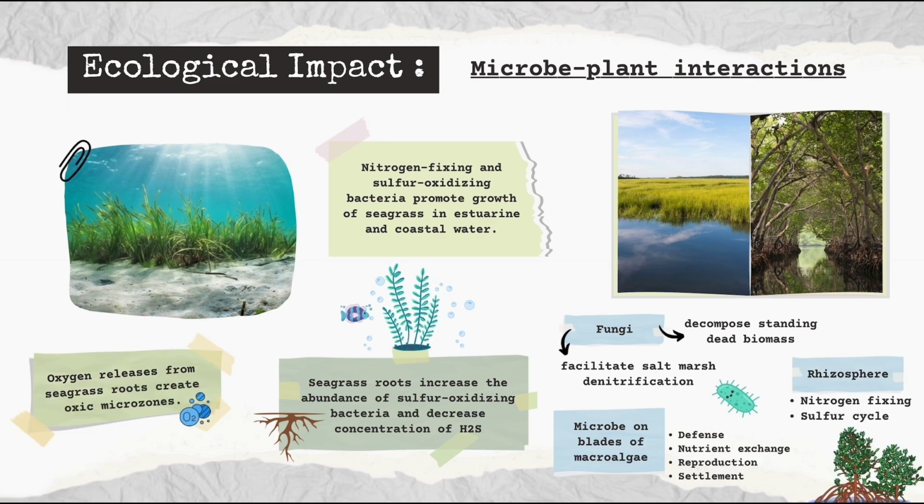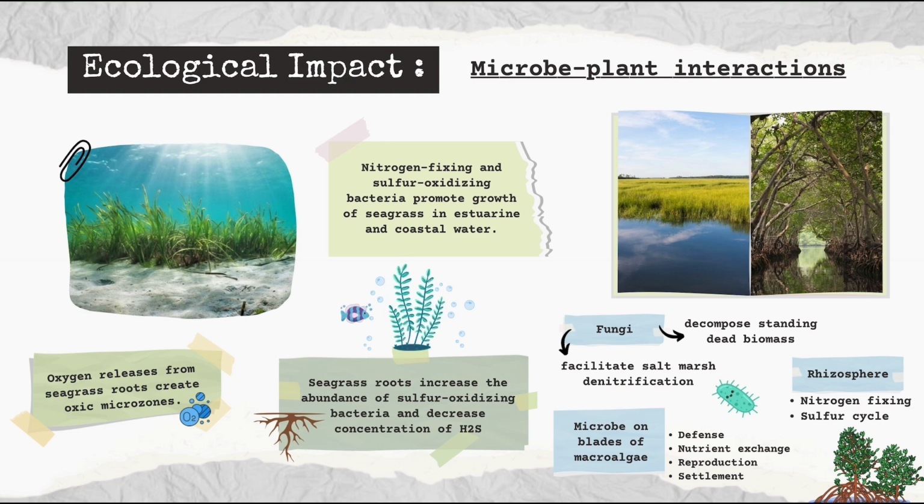We can see the interaction of microbes with seagrasses, submerged aquatic vegetation, salt marshes, and mangroves, where this interaction contributes to plant resistance towards disease as well as better plant growth. For example, the interaction between nitrogen-fixing and sulfur-oxidizing microbes with seagrass can be seen in the good quality of seagrass growth in oligotrophic waters, such as in the Mediterranean Sea.